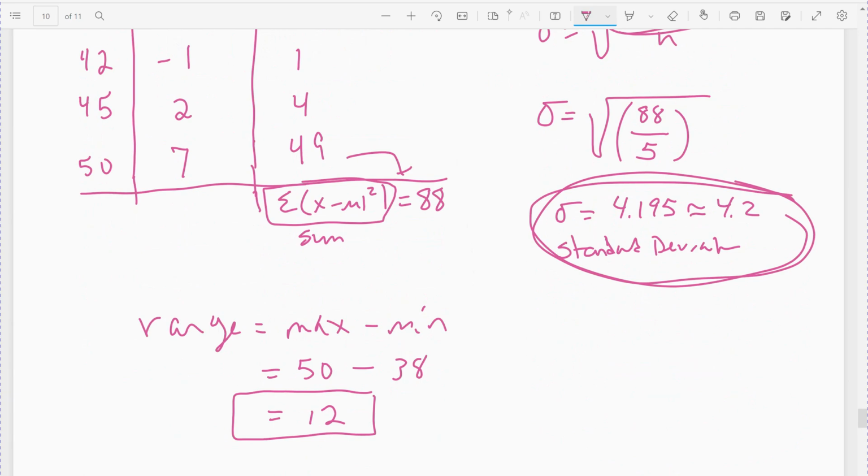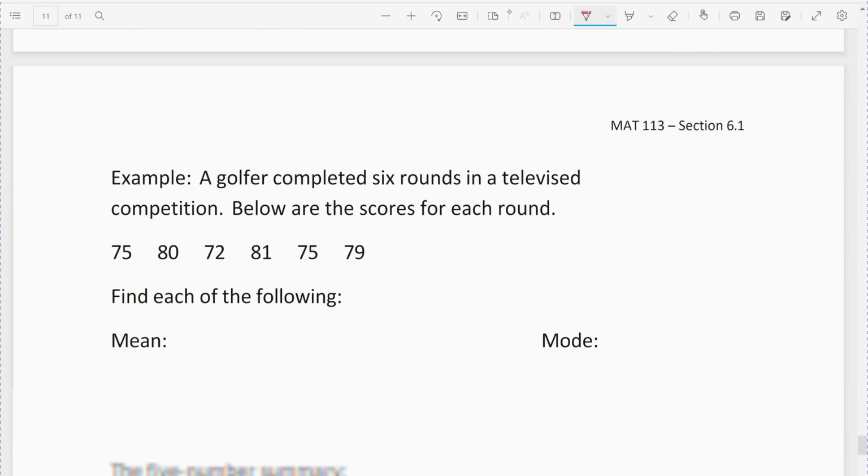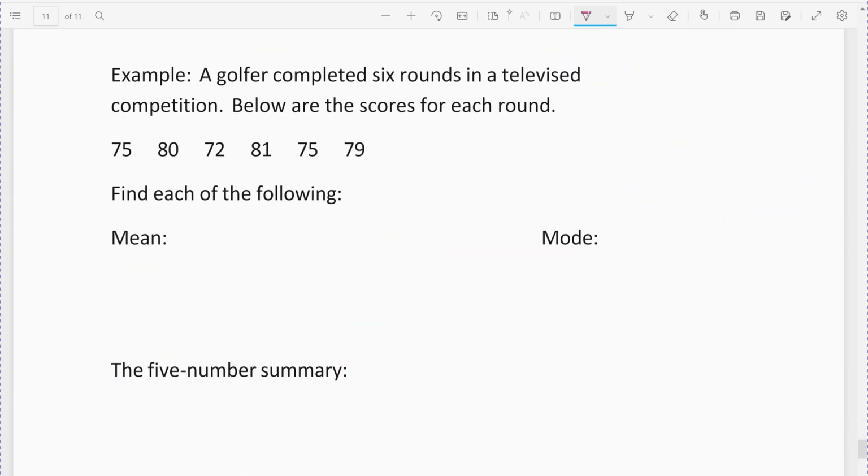Alright, next example, or the last example, I believe. This is sort of putting it all together. The last example: a golfer completed 6 rounds in a competition. Below are the scores for each round. Round 1, 75, to round 6, 79. Alright, so there are 6. So my n is 6.